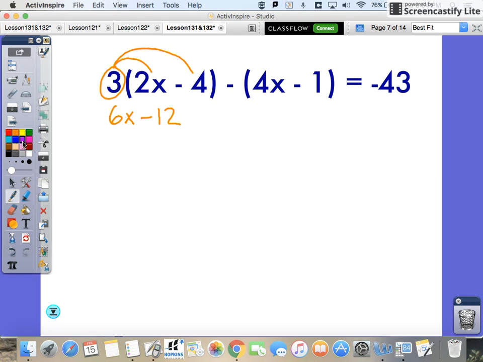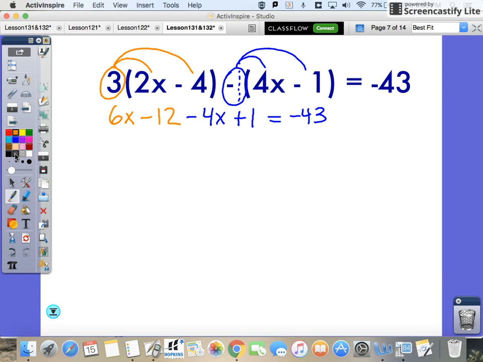Here's where students will lose it. This is like a minus 1, so we're going to take this and distribute it through. Negative 1 times 4 is negative 4x. Negative 1 times 1 is negative 1, but it's like a minus 1. Minus times minus is plus 1. It just basically changes the sign of everything. Just makes this positive 4 into a negative and this negative 1 into a positive.